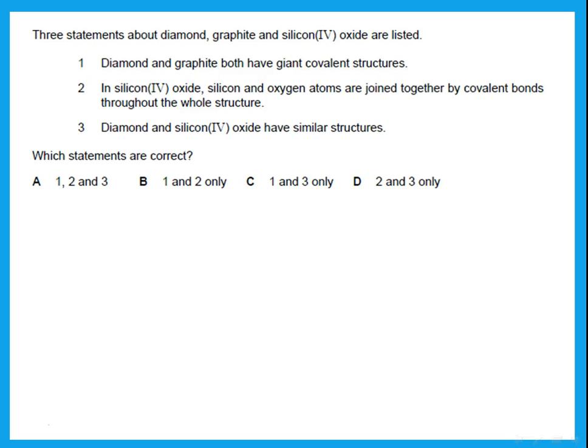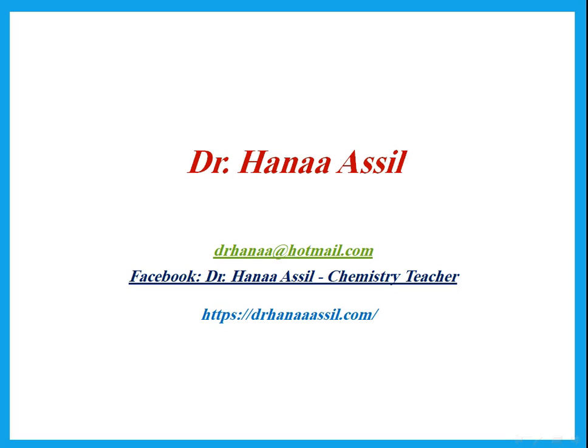Okay, 3 statements about diamond, graphite, and silicon dioxide are listed. Which statements are correct? Diamond and graphite both have giant covalent structures? Yes. In silicon dioxide, silicon and oxygen are joined together by covalent bonds? Yes. Diamond and silicon dioxide have similar structures? Actually, that is correct. So the answer is A.